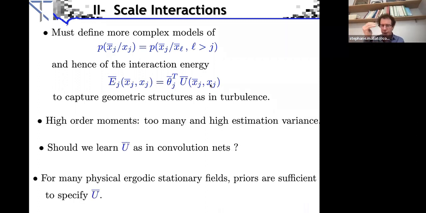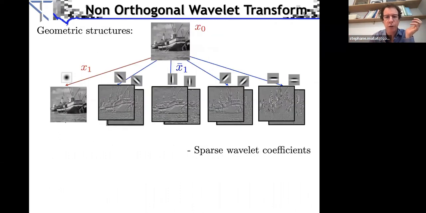Again, the first idea that comes to mind is to go to high order moments, but that's not possible. Too many moments, too difficult to estimate. It doesn't work. Second approach, what about using a network? Possible. The problem is the black box. We'd like to do physics. So the question is, is it possible from the prior we have on physics to infer information about the potential we want to put here? And what I would like to show is that for many physical fields, you can do it. You don't need to go to a blind deep network.